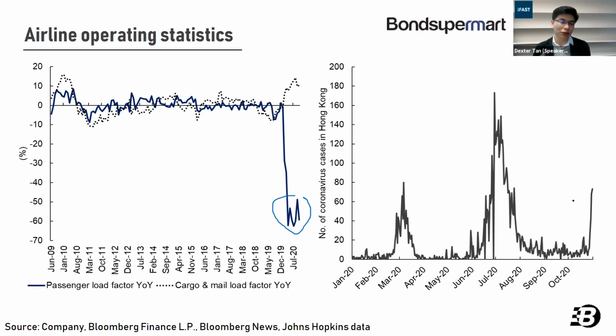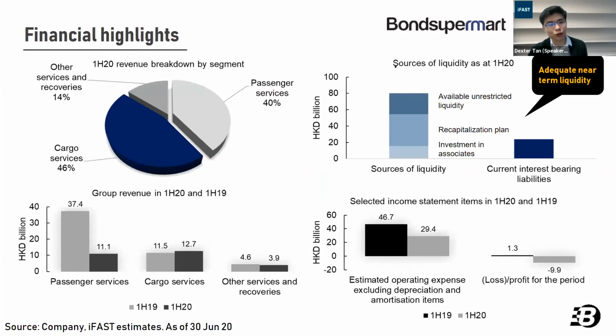So we can look at the number of arrivals that are going to Hong Kong. If we look at the number of cases in Hong Kong, you see that the cases have actually been increasing. So that would affect their short-term revenue. And if we look at the revenue breakdown, most of it is actually in passenger services, about 40%, and then we have 46% in cargo. So this is as of June this year.